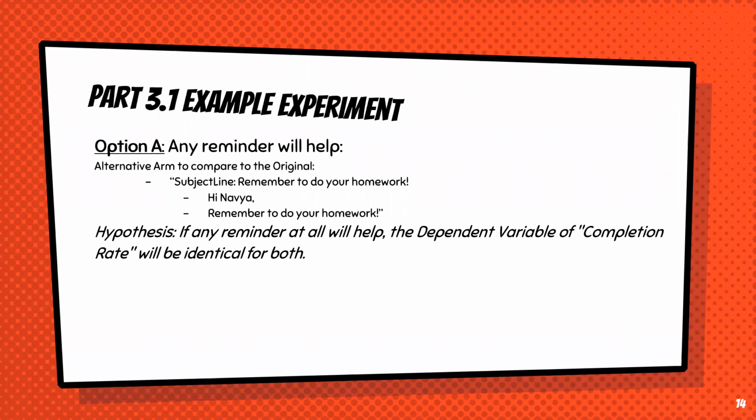The active ingredient in option A is that any reminder will help, and the hypothesis would be: if any reminder at all will help, the dependent variable of completion rate will be identical with both this and the original email.